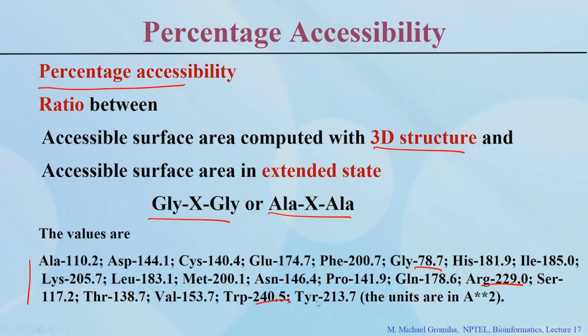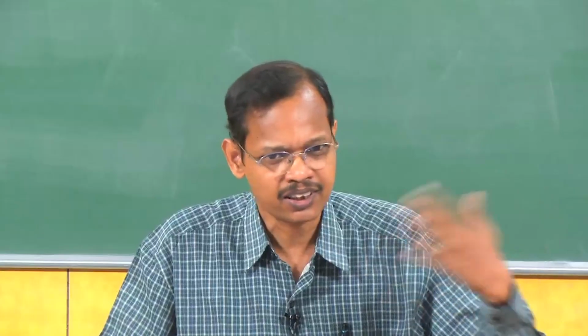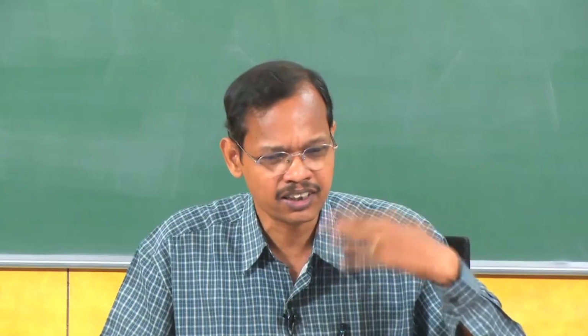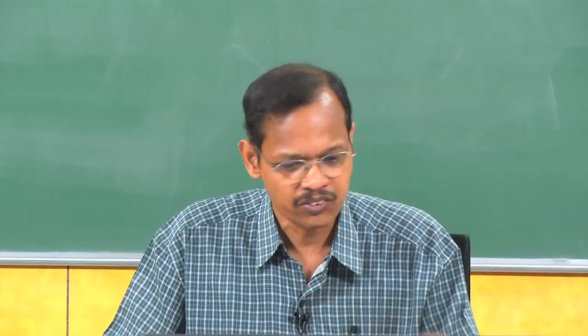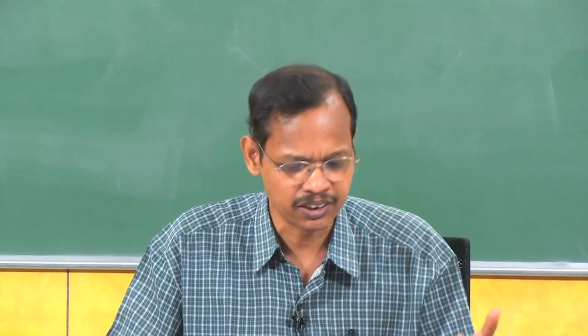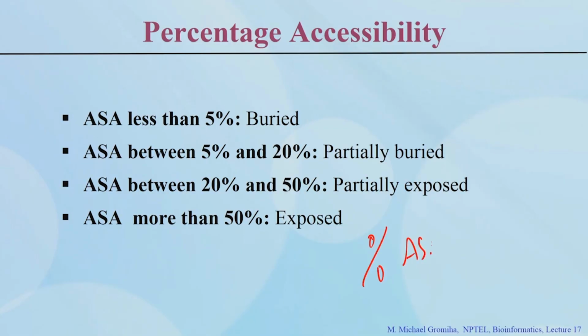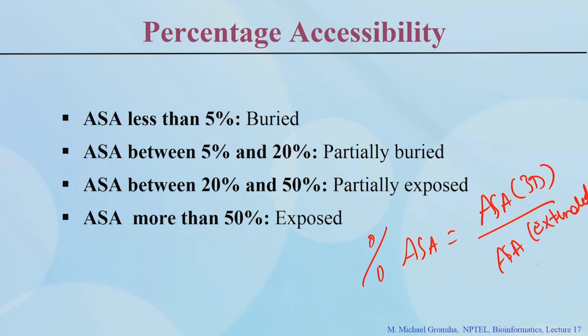Now you can get the ratio. One from the 3D structures, you run any of the programs. What are the programs we discussed? NACCESS, AREAIMOL, GETAREA, right, or DSSP. You get it for the folded state, and the extended state values we know, then you divide that, right, then you will get the percentage accessibility, the percentage ASA. So, that is ASA in the 3D structure and the ASA in the extended state. From this you can calculate the percentage, right, multiply by 100.